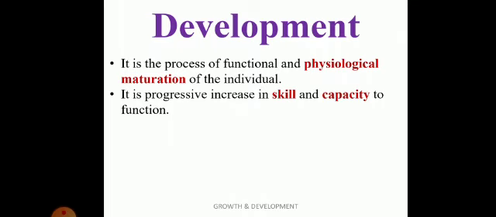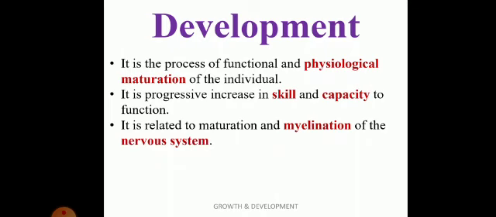In a similar way, the child will also have development. Now it is related to maturation and myelination of the nervous system. We all know that whenever birth occurs, the myelin sheath will be absent. It takes 3 to 5 years to get full myelination of the nervous system. So initially during birth, the baby will not have any type of function. He will be totally dependent.